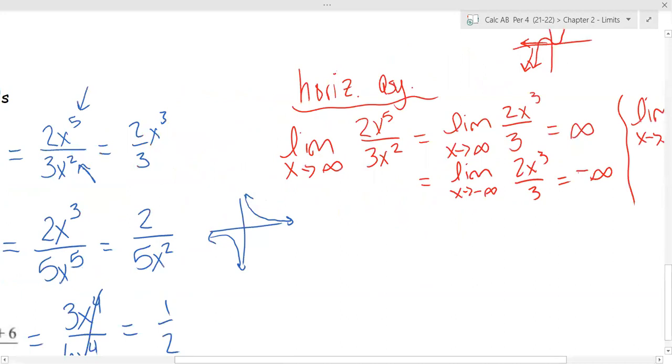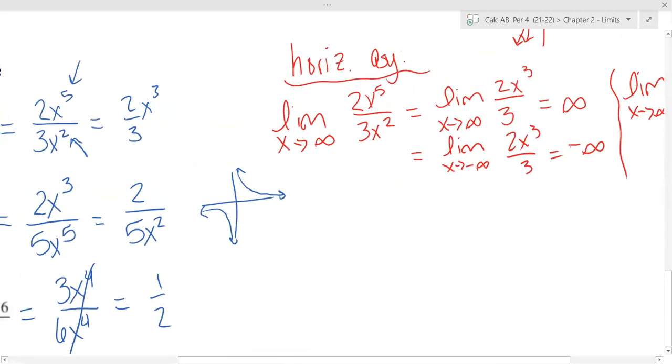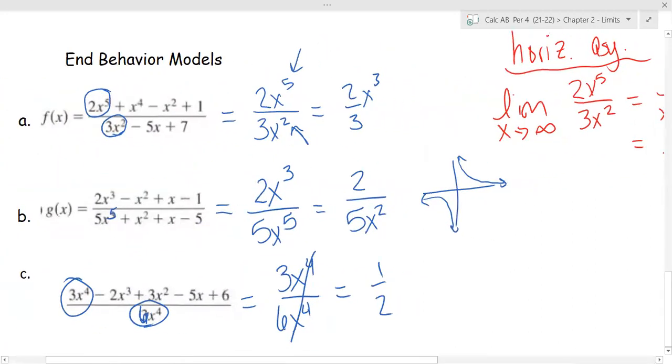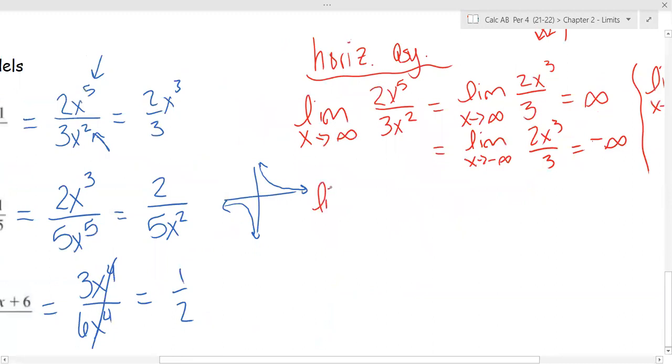All right, let's see. So the next one, now let's say I take this part B, and now I have the largest on the bottom. So my question says, find the horizontal asymptote. So you have to test positive and negative infinity if you're asked for that. And let's say I have this 2x to the 3rd over 5x to the 5th. So that makes this 2 over 5x to the 2nd.